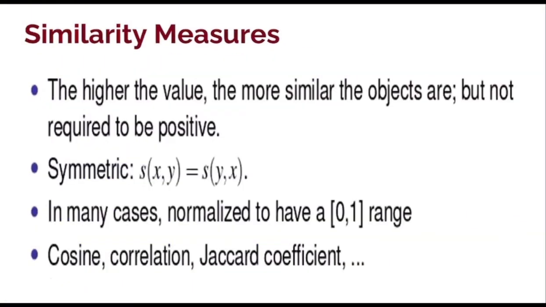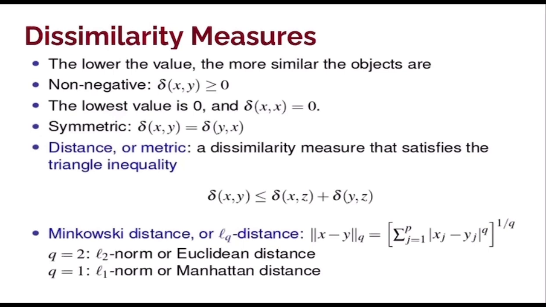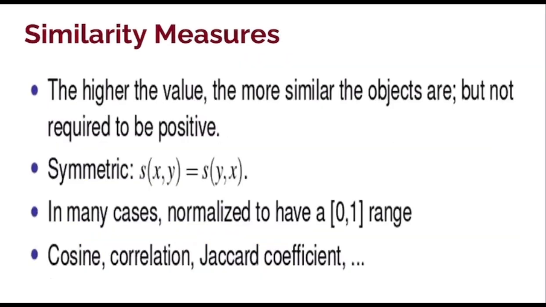I think I've talked about all of that, the dissimilarity measures. We also have similarity measures, which include the cosine, the correlation, and so on. But the most important one that we're going to talk about is the dissimilarity measures.